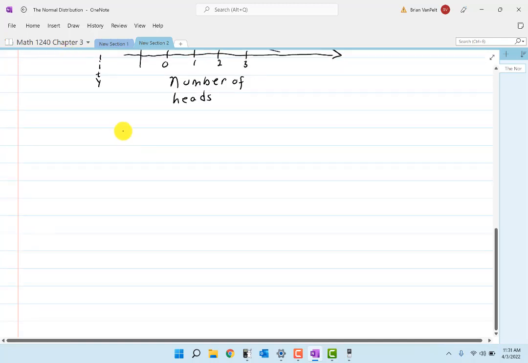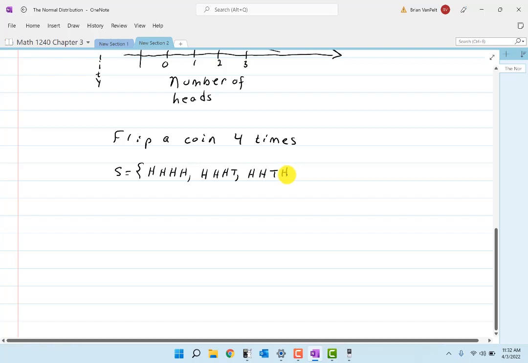And as if I don't need to do more, flip a coin 4 times. So this time the size of the sample space is 2 to the 4th, which is 16. Let's take a look at my possible outcomes. I can have 4 heads. I can have 3 heads and a tail. So I'm going to list here all the ways of having 3 heads.